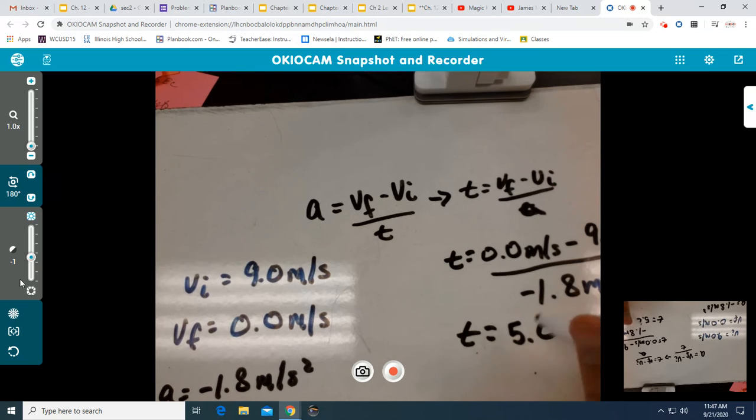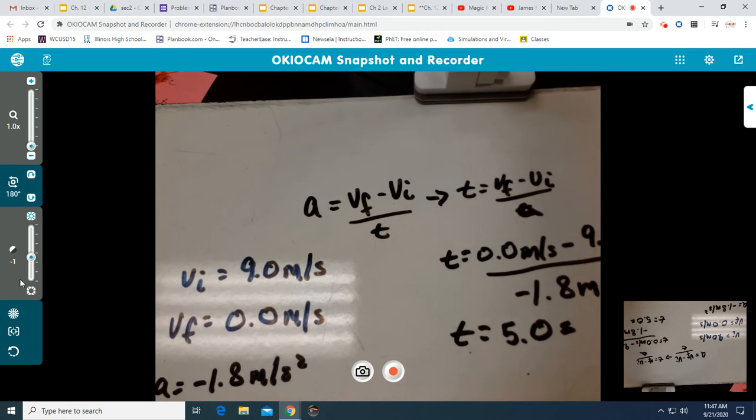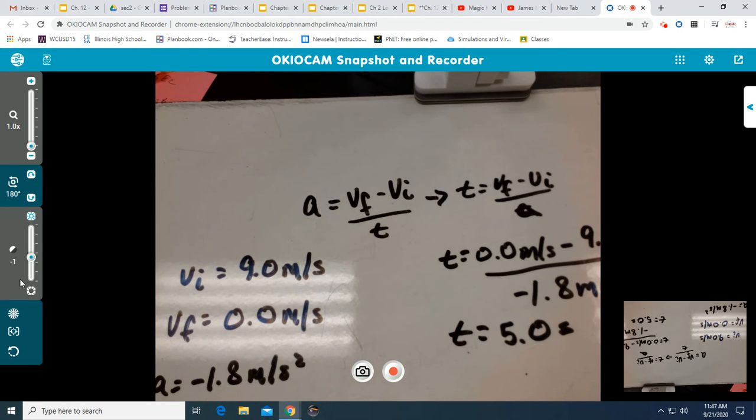And it's a good thing that we had a negative value here and a negative value here, which makes it positive, because time can only be positive in value. Okay, so we're going to come back after I finish talking about acceleration. We're going to come back to the practice problems that we're going to do together.